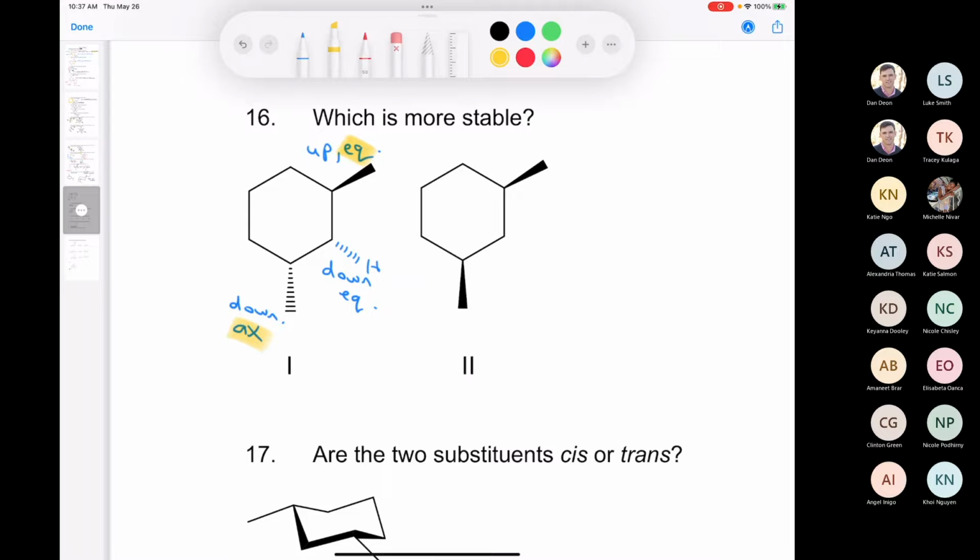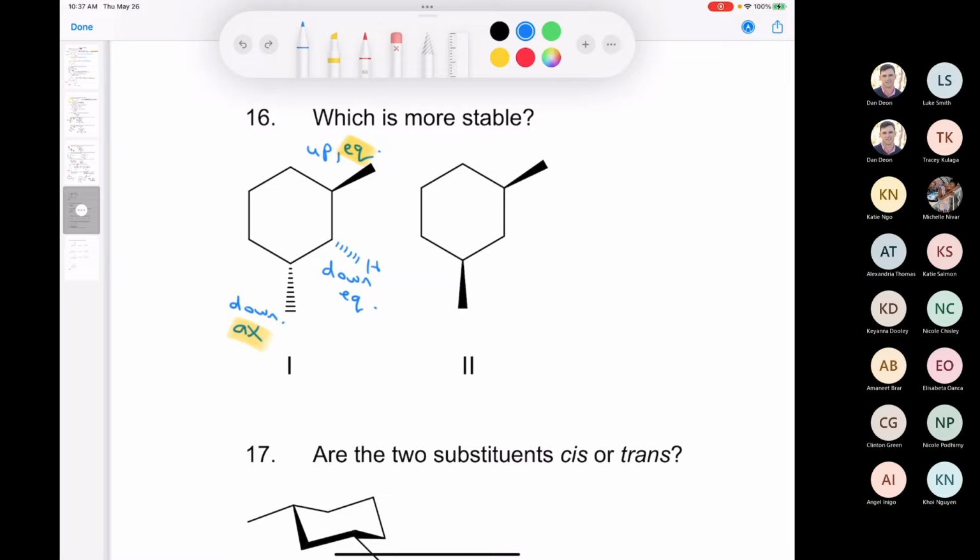And if you're saying, well, just flip the ring, Mr. Dion. Well, if I flip the ring, that would mean that this substituent would become equatorial and this one would become axial. So it doesn't matter. When I flip the ring for number one, I'm always going to end up with something that's axial.